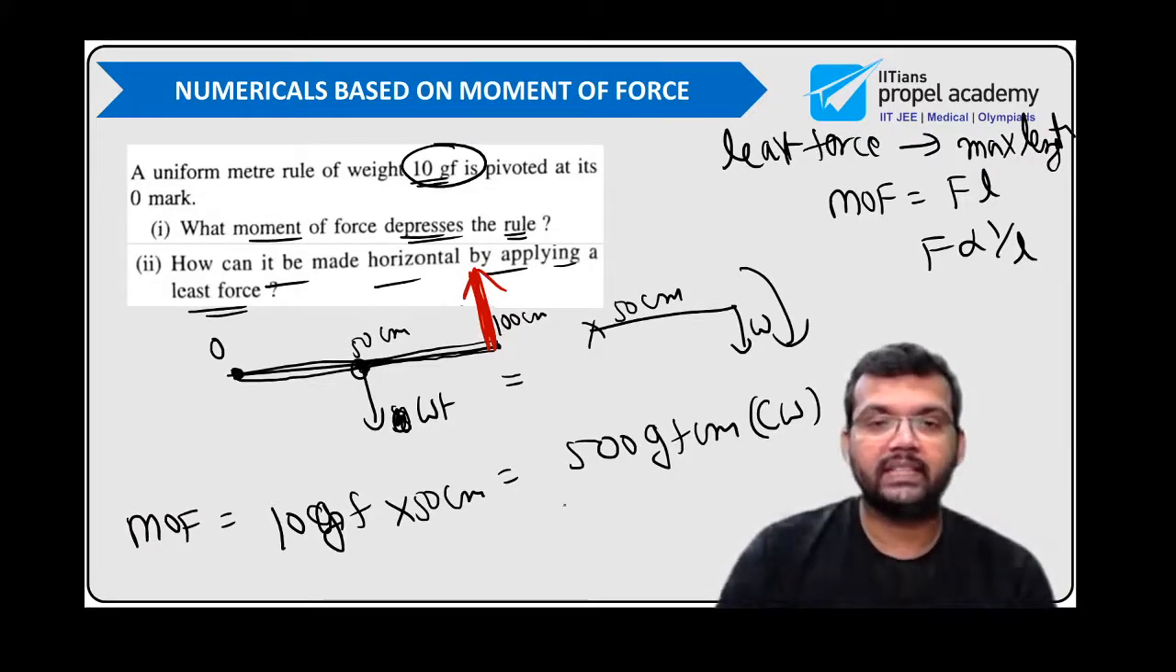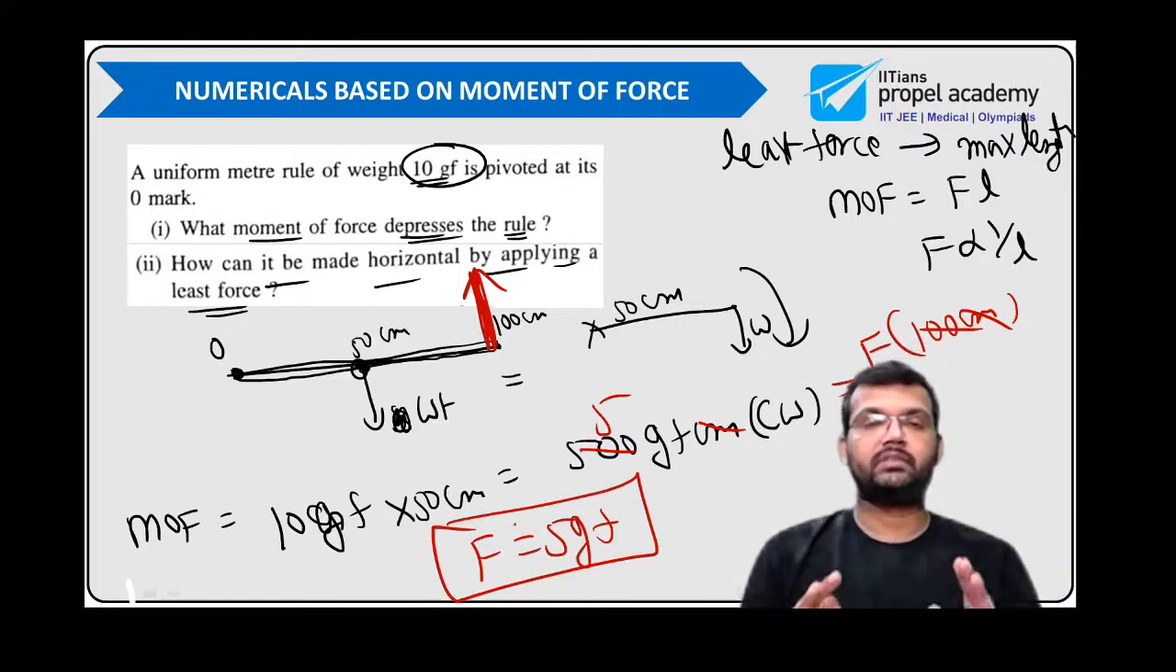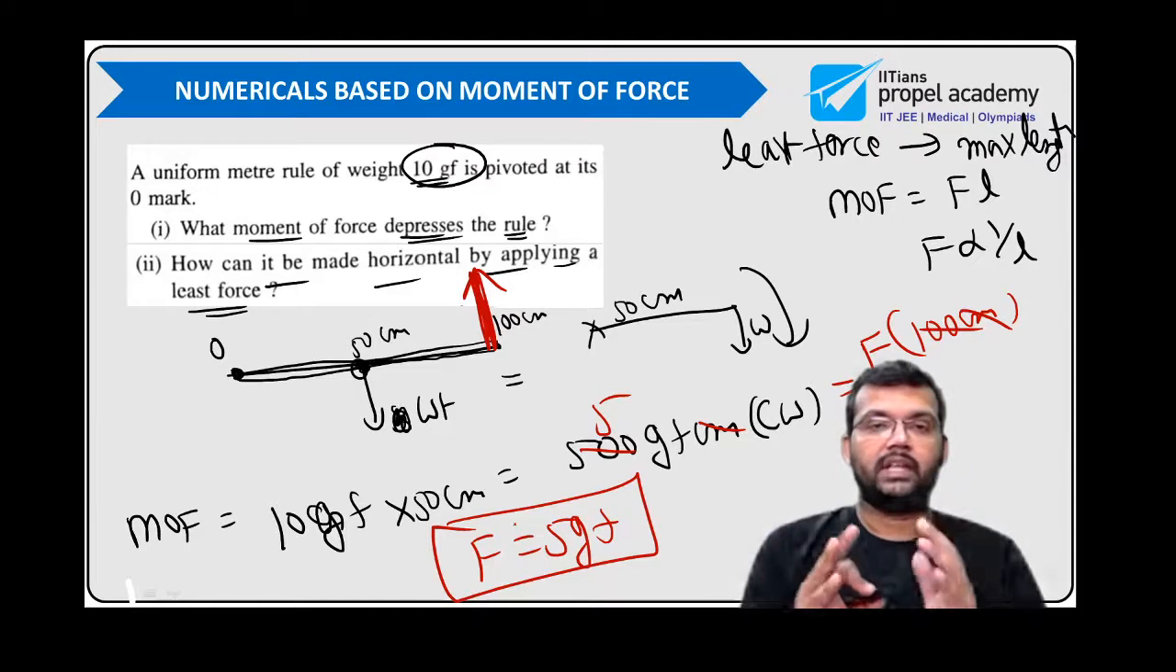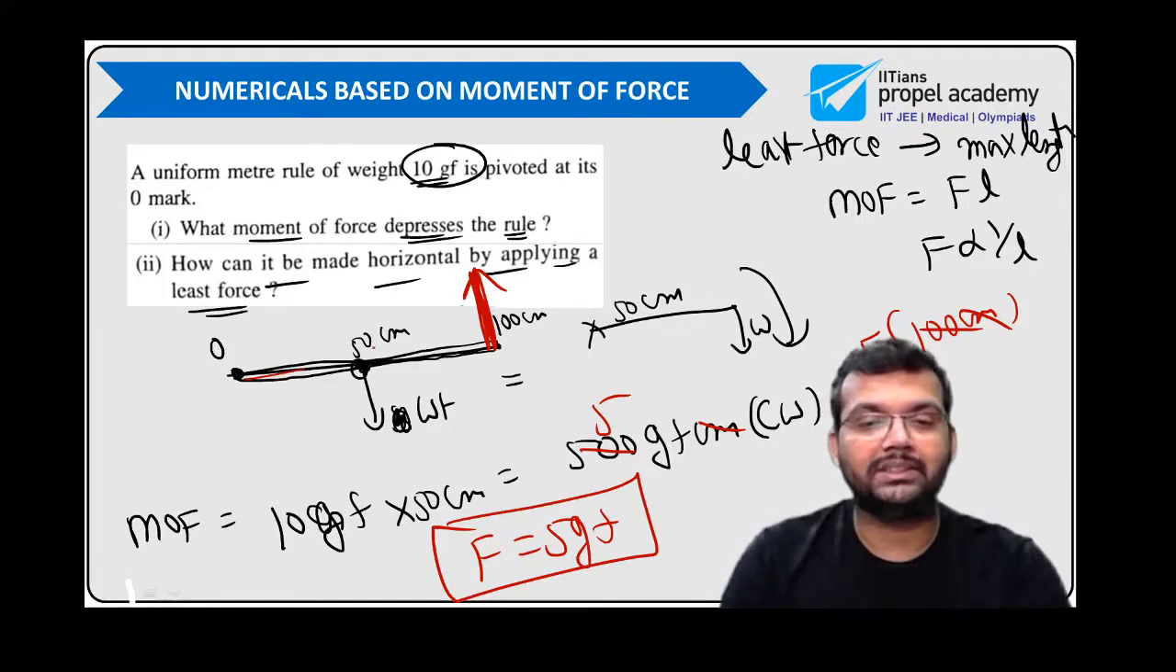So 500 gf centimeter clockwise equals the least force into 100 centimeters. Now 100, this is 5, so F equals 5 gf. So if you apply 5 gf of force at 100 centimeters, as shown in this diagram, the scale can be brought to horizontal.